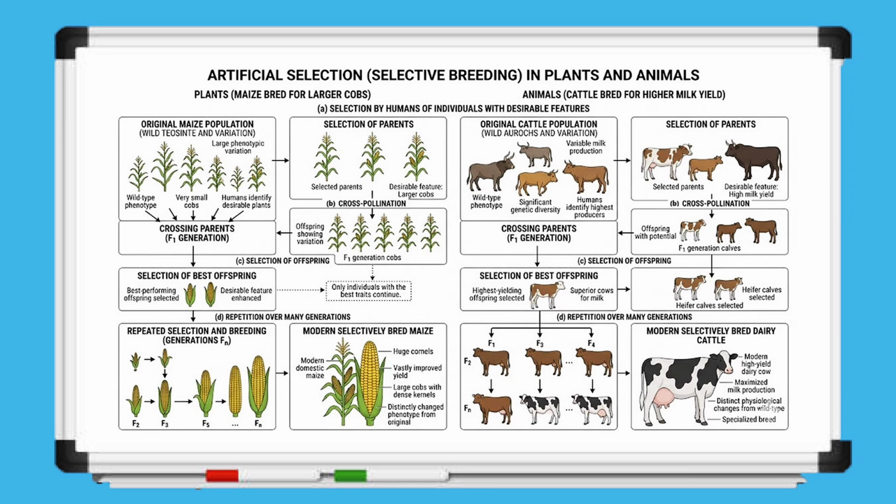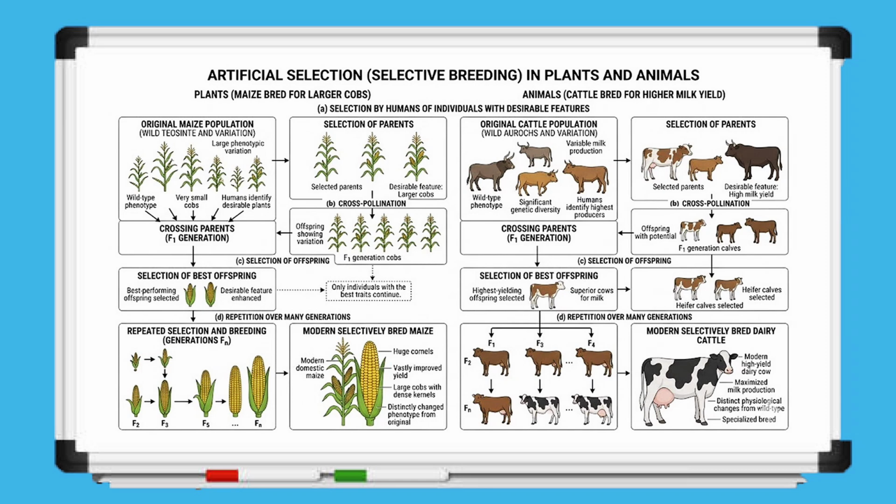A similar process is used in animals such as cattle. In the original population, there is variation in milk production. Humans select the cows that produce the highest milk yield and breed them together. Their offspring are then examined, and only those with the best milk-producing traits are selected for further breeding. This process is repeated over many generations, leading to modern dairy cattle that produce much higher amounts of milk than the original wild ancestors.